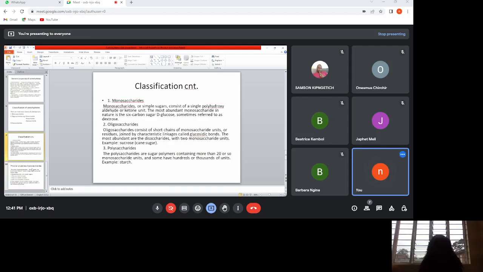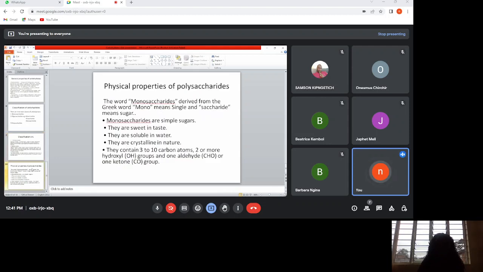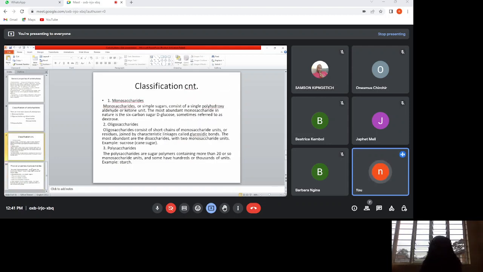Then we look at these classes in detail, starting with monosaccharides. Monosaccharides are simple sugars, which consist of a single polyhydroxyaldehyde or ketone unit. The most abundant monosaccharide in nature is the 6-carbon sugar, D-glucose, sometimes referred to as dextrose.